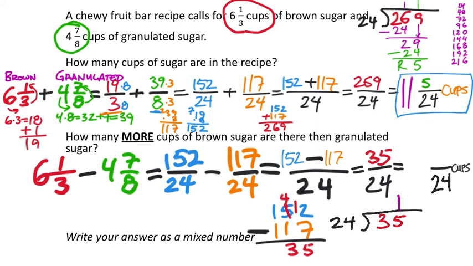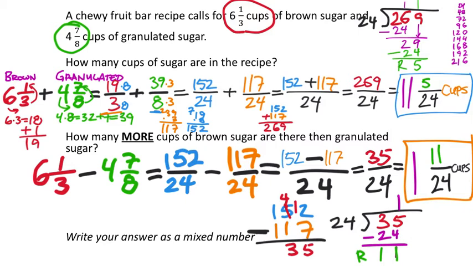One time. 1 times 24 is 24. When I subtract that, I get 5 minus 4 is 1. 3 minus 2, in fact, I'll use a different color here, is 1. So that's our remainder. So the quotient is 1. That's the whole value of the mixed number. The remainder is 11. So that's our numerator of the mixed number. And that there would be considered complete.